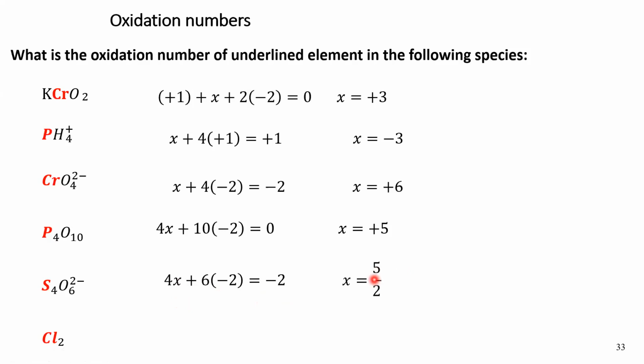All right, the last one should be kind of easy. Chlorine. It's not in a compound with other elements. What would its oxidation number be? I'll give you a hint. There's no math. If you have atoms that are not in combination with other types of atoms in a formula, oxidation number is 0. Good.